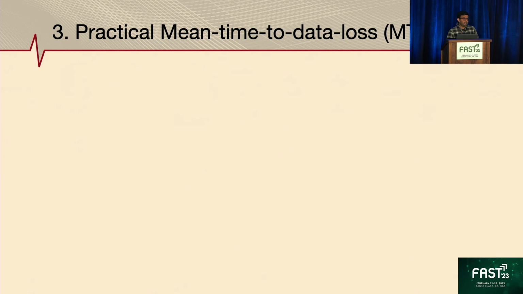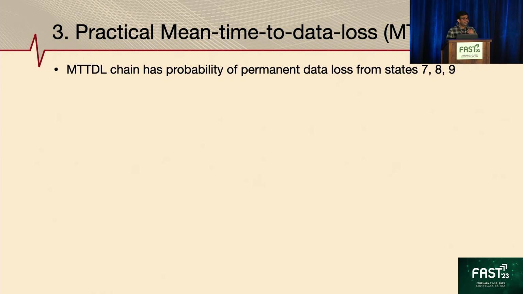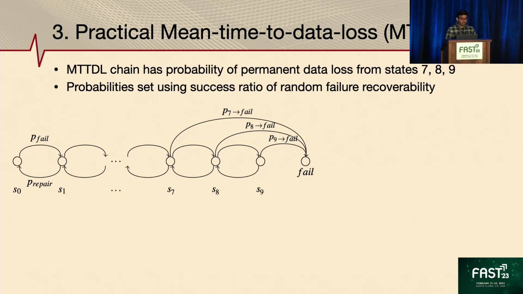And finally, we look at the mean time to data loss, the most classic reliability metric, and we put a practical twist to it. So MTTDL usually is calculated as a Markov chain going from state 0 to state data loss. Now here in LRCs, for a 105 wide LRC, 96 of 105, until 6 failures, everything is recoverable. So there is 0 probability of data loss.